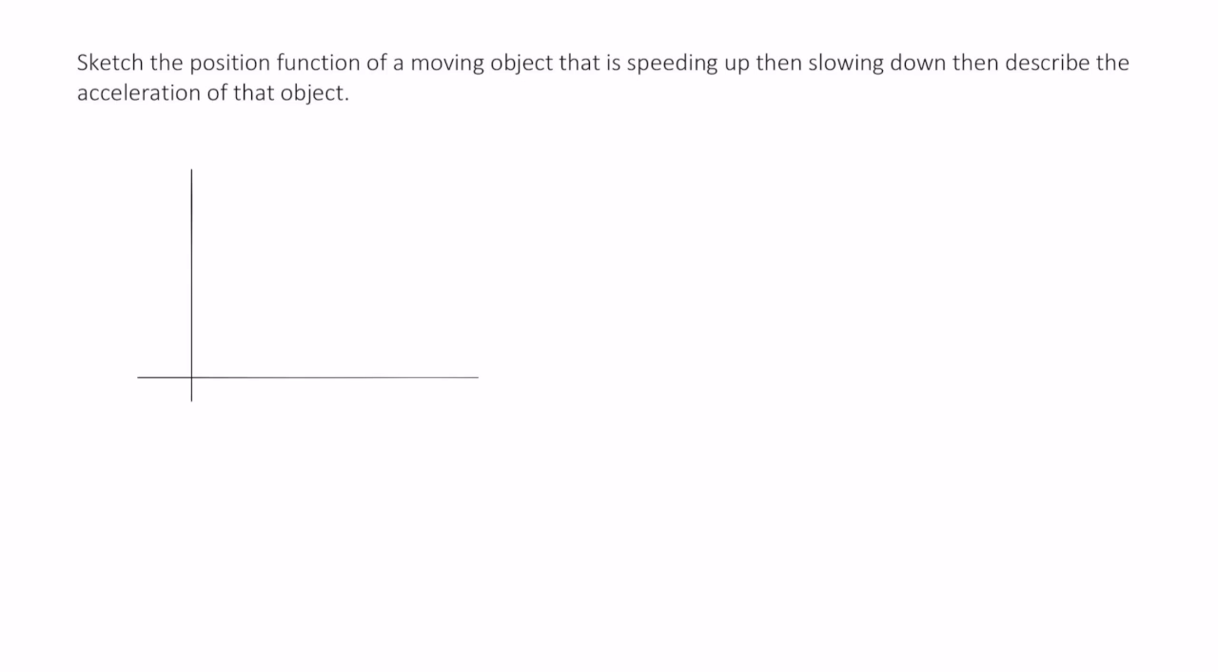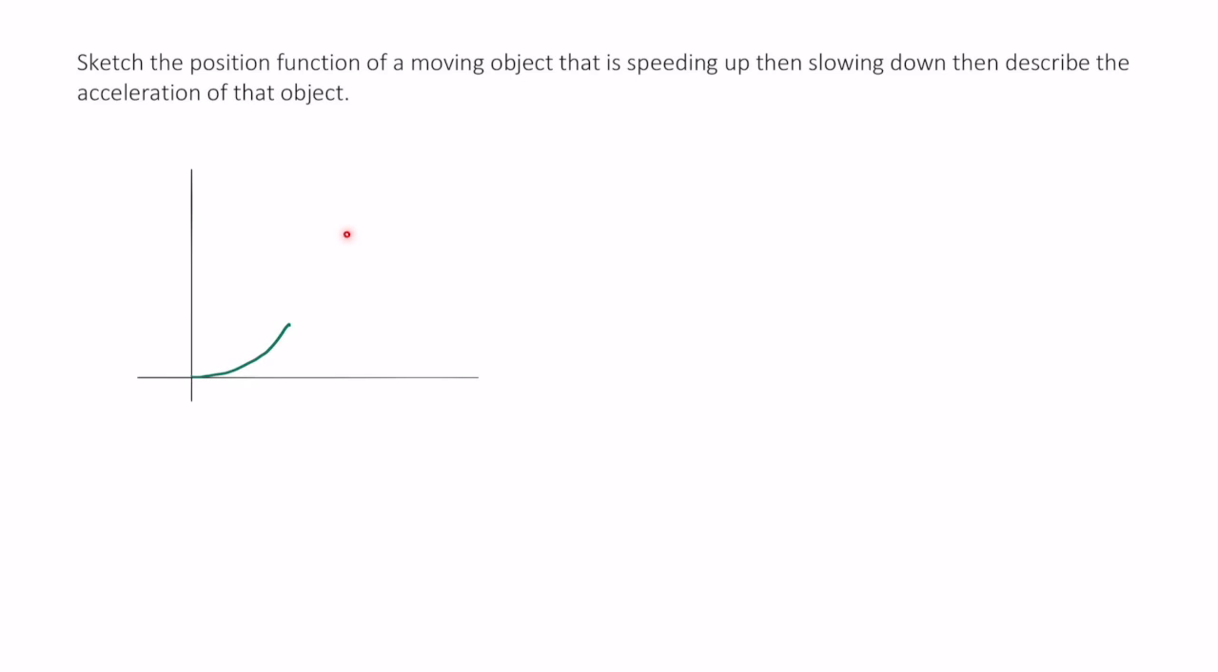And if the object is speeding up, that means its velocity has to be increasing. So I'm going to go ahead and sketch the curve like this. And then once it's slowing down, the velocity has to be decreasing. So on this spot, each tangent line gets more and more positive as we go along. That tells me that this velocity is speeding up.